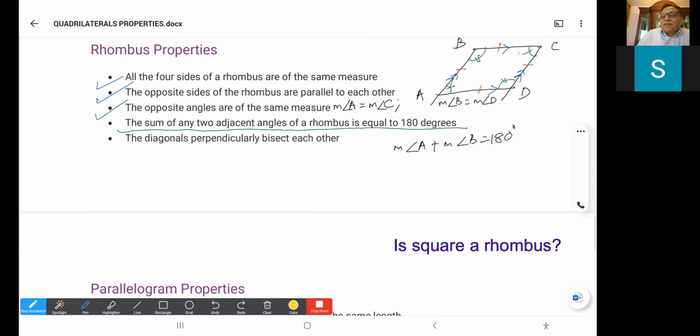Similarly, the measurement of angle A and the measurement of angle D is also 180 degrees. Can you tell me why? So we want to connect this with our learnings. How can you connect this? Tell me why. Why are they 180?